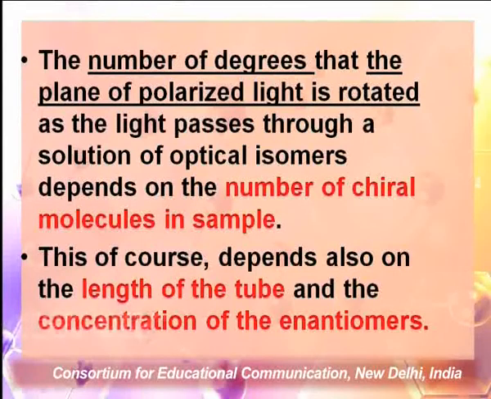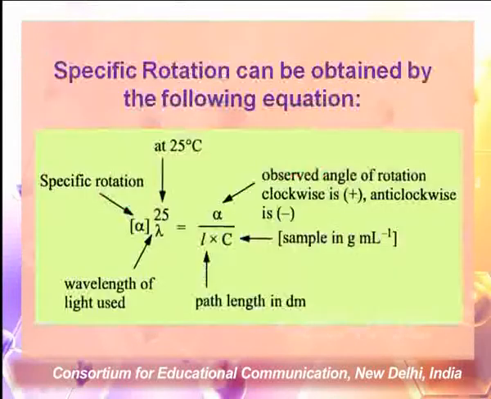And you know what the concentration of the sample will depend on? It will depend on the length of the tube, and it will depend on the concentration of the optically active isomers, that is, the enantiomers. So now, if we have to obtain specific rotation, you know that alpha indicates the angle of rotation. Now we have to measure the specific rotation, and please remember every compound will have its own specific rotation.